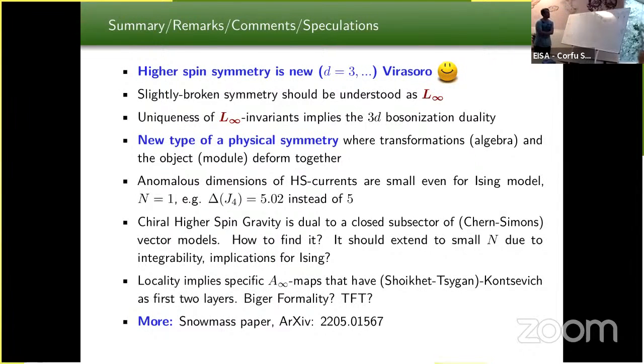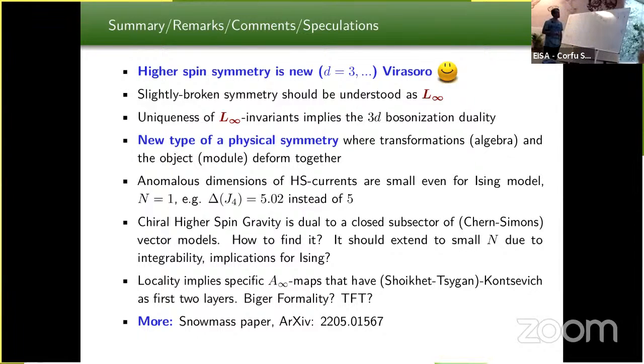I hope I convinced you that higher spin symmetry is new, with a different domain of application than Virasoro. It works in 3 dimensions. The right way to understand it is to deform it into a slightly broken symmetry, which should be understood as an L-infinity algebra. Uniqueness of invariance of this algebra implies 3-dimensional bosonization duality. On the propaganda side, this is a new type of physical symmetry where the transformations, the algebra, and the object, the tensor module, deform together. That's the same as the algebra already mentioned in the previous talk. Now a bit more propaganda.